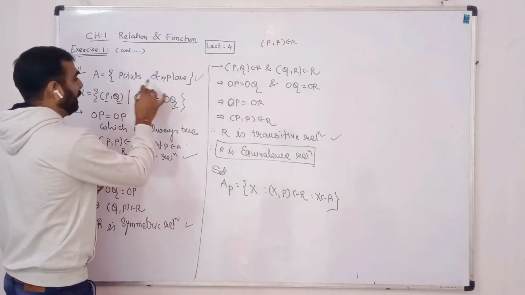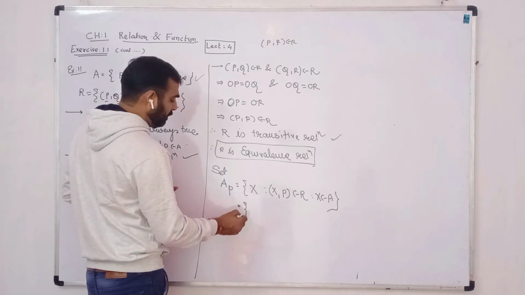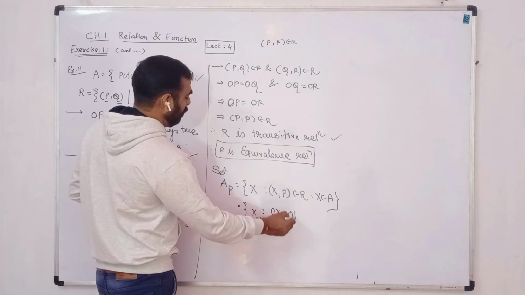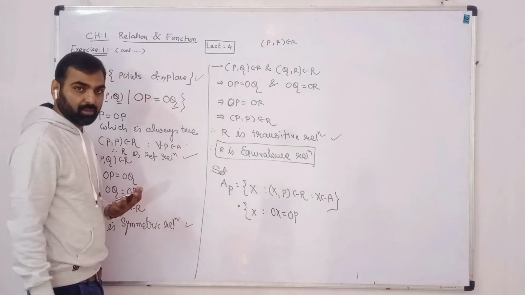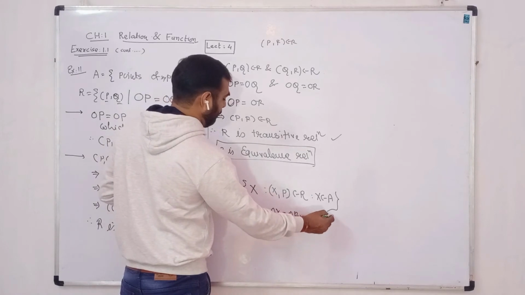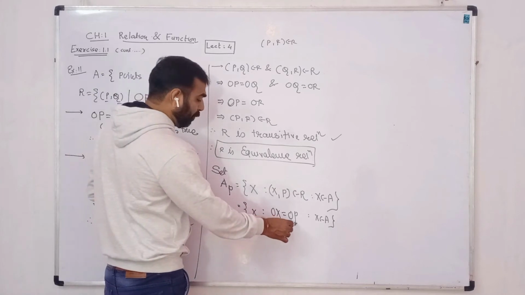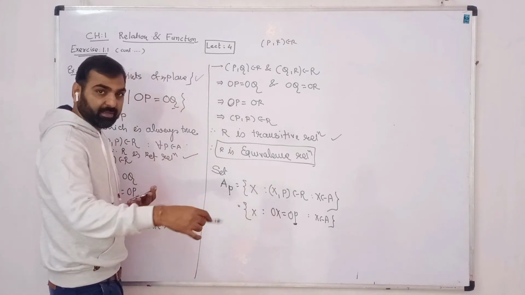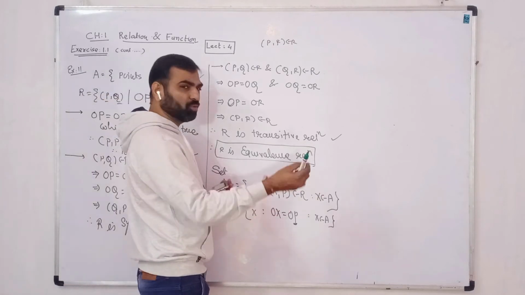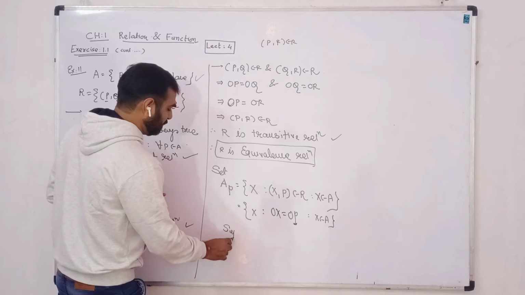What is set A? Set of all points of the XY plane, which is equal to X, where OX is equal to OP, where X also belongs to capital A. Okay, now this is a fixed point P, and I need points related to P. P is a fixed point, so it will have some distance from the origin.